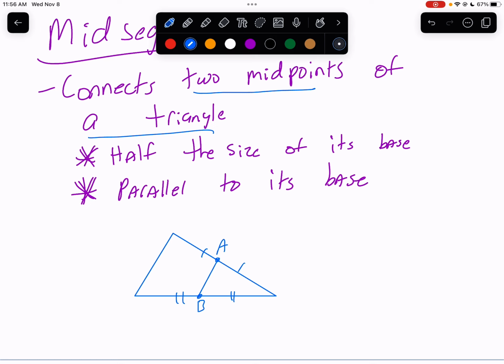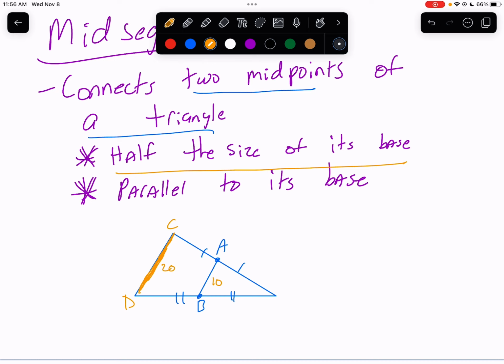And two things happen when you have a mid-segment. It ends up being exactly half the size of its base. So like CD here, I would call it its base. It's the one that goes the same direction. It is half the size. So if this is 10, then the base here would be 20.